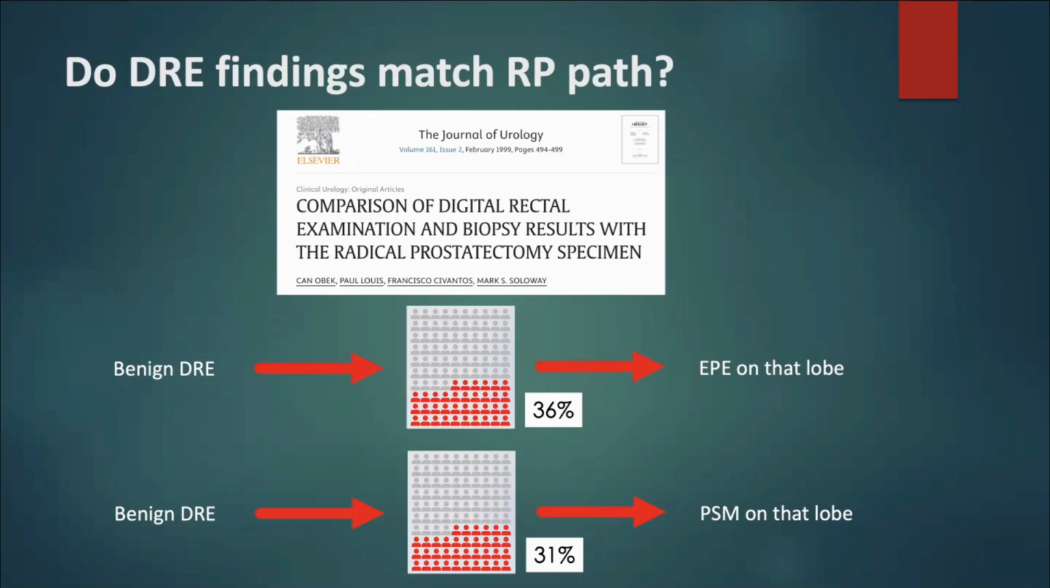So of those patients with EPE on radical prostatectomy specimen, 36% had EPE at a site that was listed benign by DRE. And furthermore, 31% of patients that had a positive surgical margin had that positive surgical margin at a benign site. So as detected by DRE, over a third had EPE at a benign site, and just under a third had a positive surgical margin at a benign site.